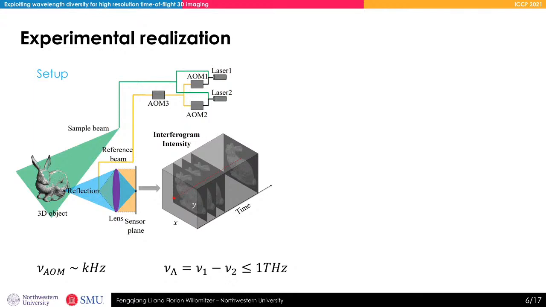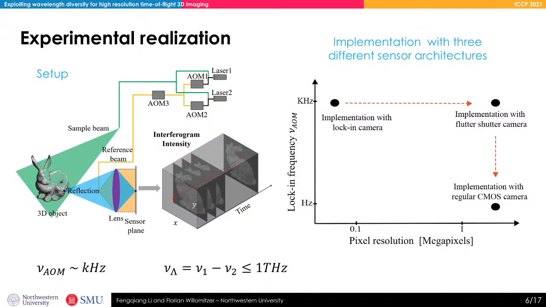What we will do now is introduce you to 3 different prototypes which use sensor architectures that differ in lock-in frequency and pixel resolutions. However, what needs to be emphasized again is that in contrast to conventional time-of-flight cameras, the lock-in frequency here only limits the acquisition time and not the depth resolution of the sensor. The depth resolution is only dependent on the synthetic wavelengths, which is defined by the beat frequency of the two optical wavelengths of laser 1 and laser 2.